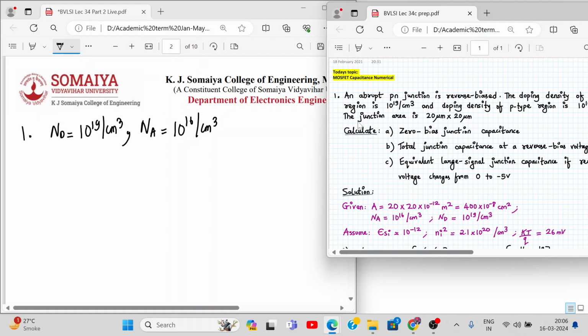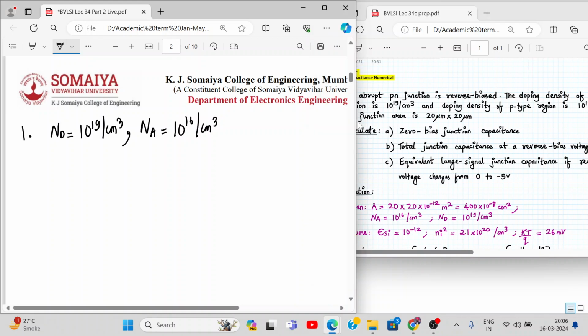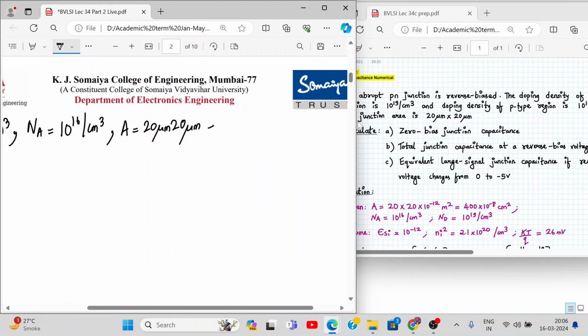The junction area is 20 micrometer into 20 micrometer. So area is given 20 micrometer into 20 micrometer multiplied. So this will be 400 into 10 raised to minus 6 meters. I mean 10 raised to minus 12, sorry, minus 12 meter square. So if I want to convert into centimeter, it will be 400 into 10 raised to minus 8 centimeter square. Okay, because 100 centimeter is 1 meter, that's why we can write this.